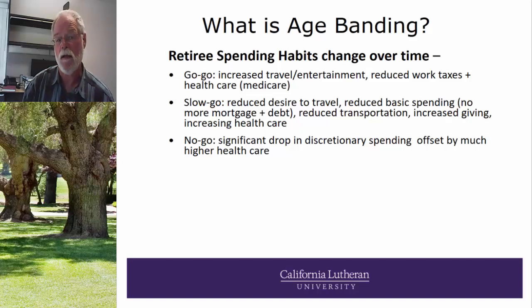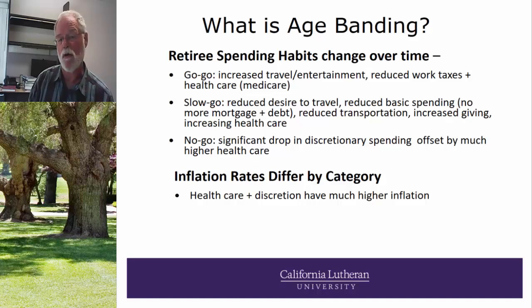You get the idea. On the other hand, healthcare is going to start to tick up now as we get to these ages. And then when we get to that no-go era, we're going to have greatly reduced our discretionary spending. We're going to have reduced our basic needs spending because we're going to be able to have downsized quite as much. And it's all going to be offset by much greater healthcare costs. So you want to be able to model these changes that are going to be going on by category.